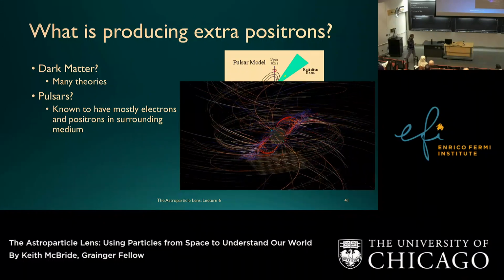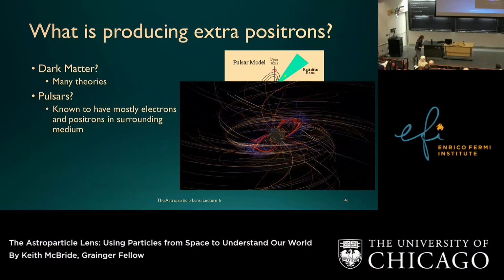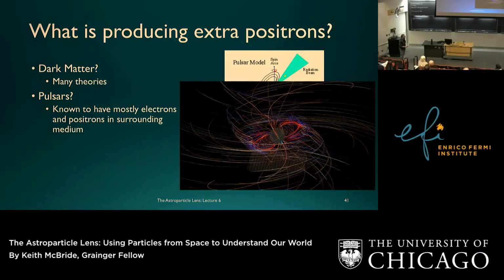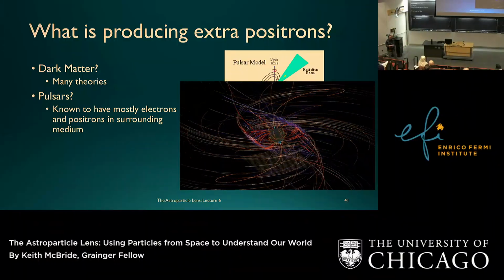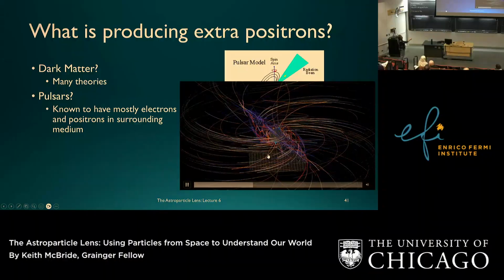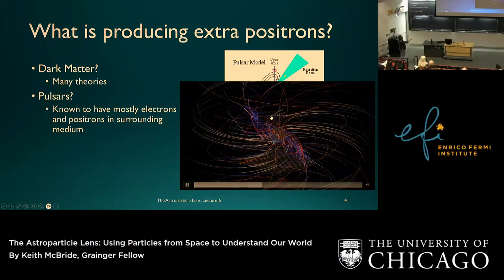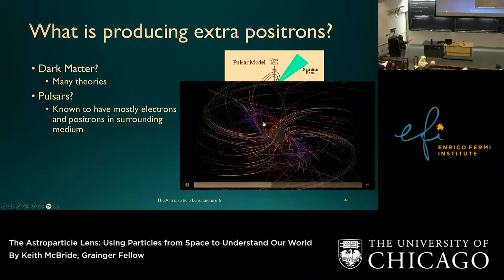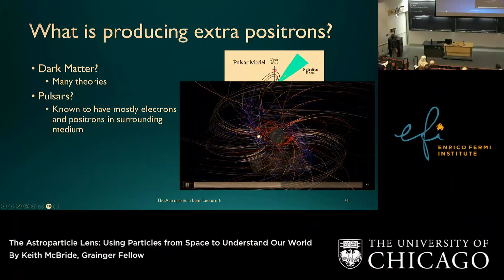And so this is also an active area of research: can pulsars produce the positrons and explain that positron excess? This is one example of a simulation of the different positrons and electrons being accelerated by the magnetic fields of a pulsar.